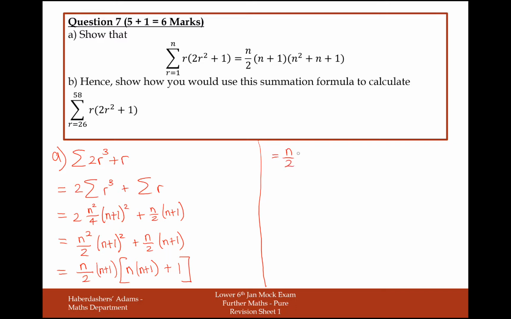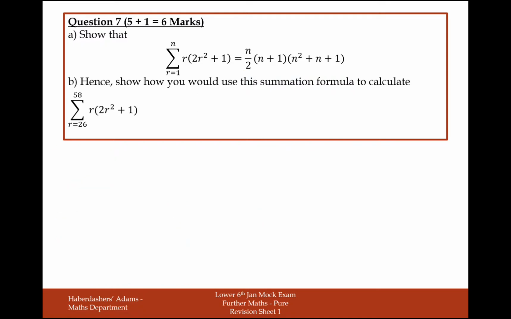Let's now rewrite this out by expanding the squared bracket. So this is going to be n times n, which is n squared, add n times 1, which is n, and then add the 1 that I have at the end. And that's just what I wanted. N squared plus n plus 1 inside that final bracket. So little square showing that I've proved it. Great. Moving on to part B.